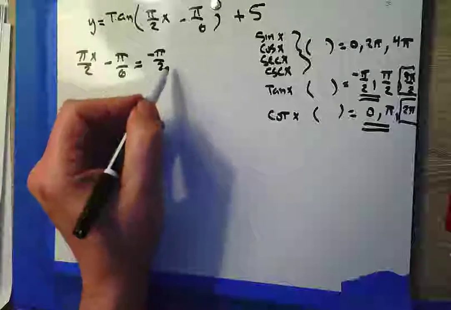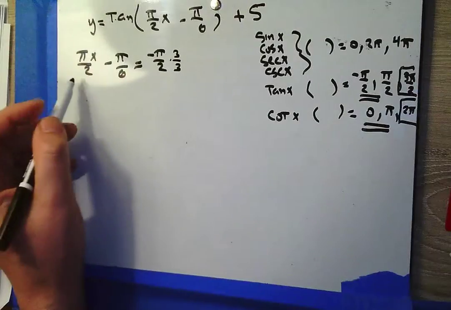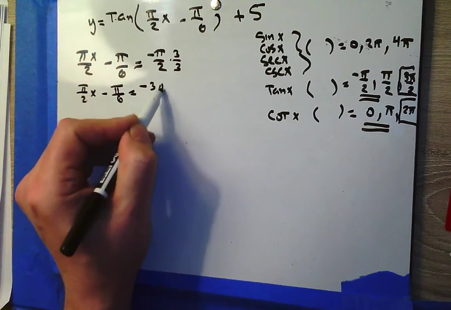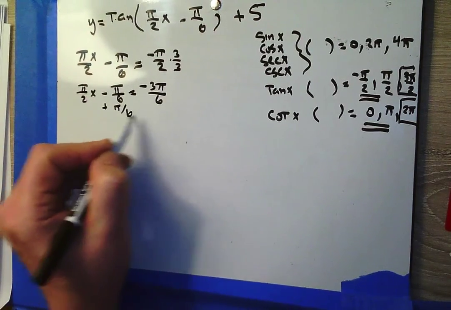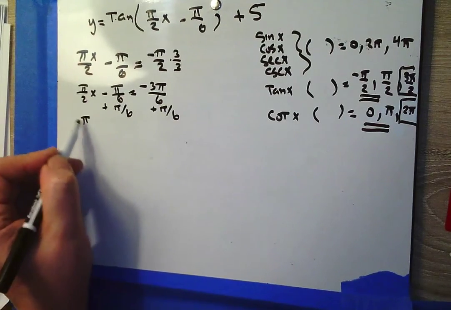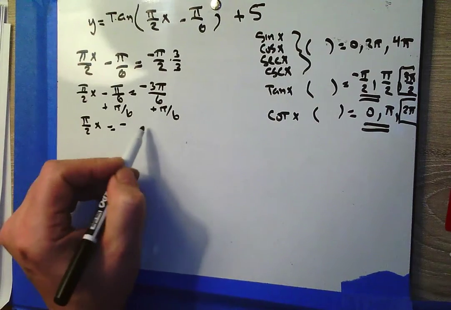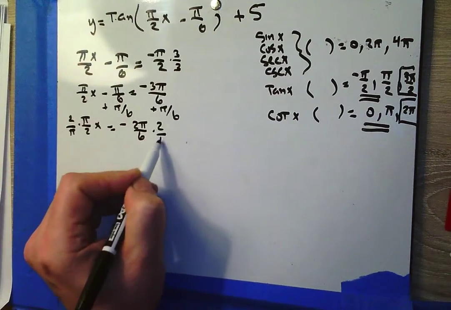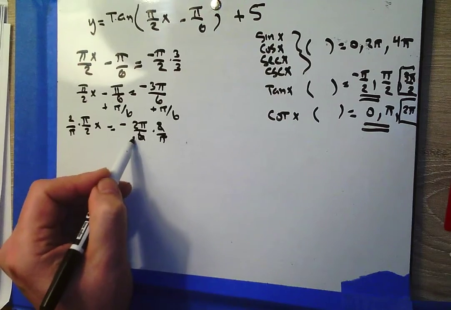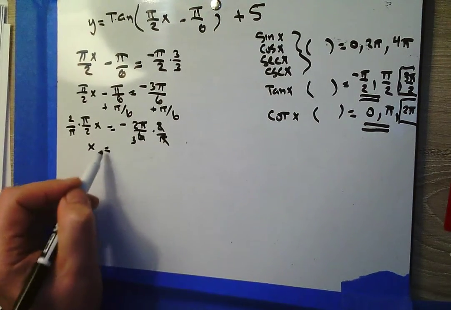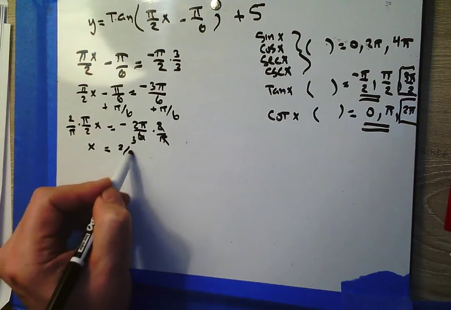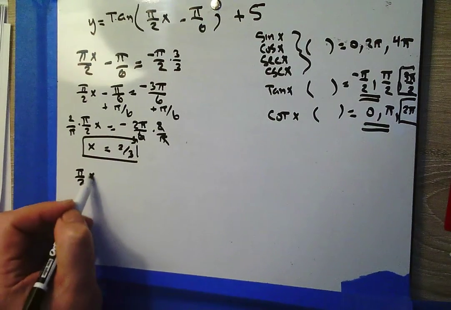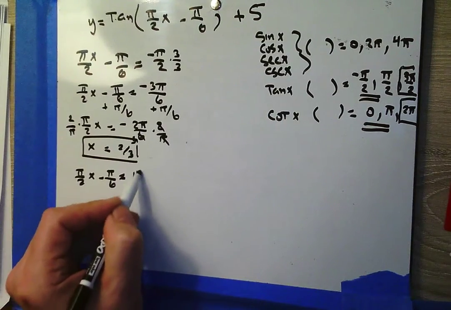Okay, so now that we have the right problem, let's make a common denominator. And we'll have pi over 2x minus pi over 6 equals negative 3 pi over 6. We'll add pi over 6 to both sides. We'll get pi over 2x equals negative 2 pi over 6. We'll multiply by the reciprocal 2 over pi. These 2's can cancel. These pi's can cancel. X equals negative 2/3. There's one endpoint. And we'll set pi over 2x minus pi over 6 equal to positive pi over 2.